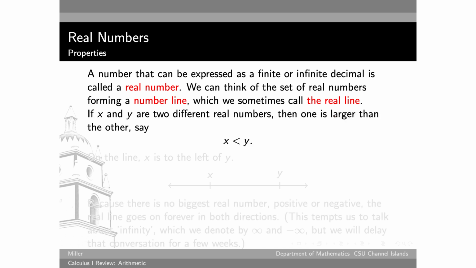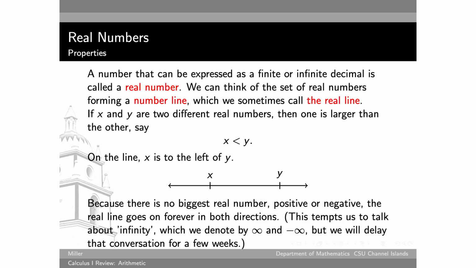If x and y are two different real numbers, then one is larger than the other, which we can write using an inequality, say x less than y. On the real number line, x is to the left of y, and here's how we might diagram that out. Because there is no biggest real number, positive or negative, the real line goes on forever in both directions, and we denote that with the arrows on the end of the line. This now is tempting us to talk about infinity, which we denote by the sideways 8, but we'll delay that conversation for a little while.